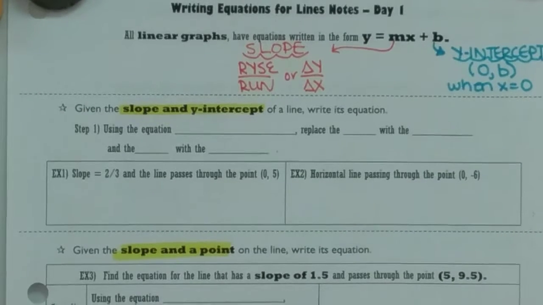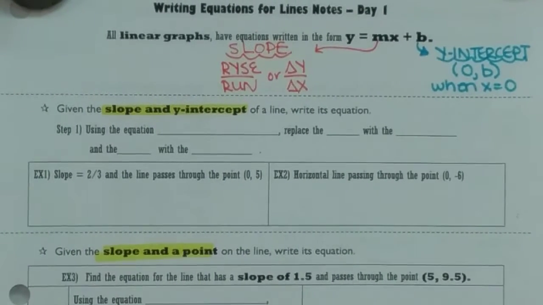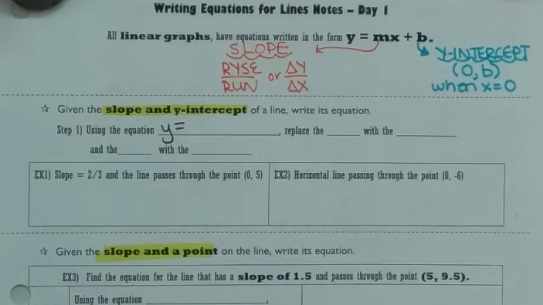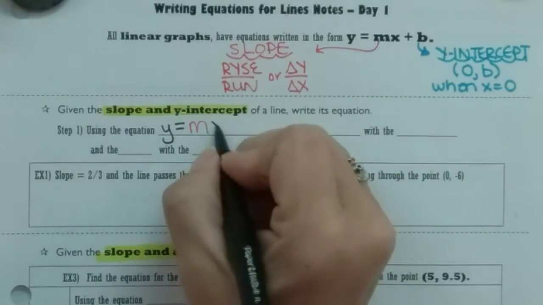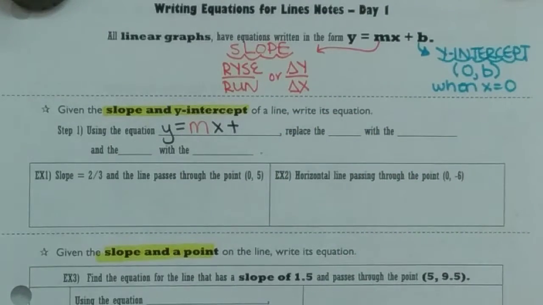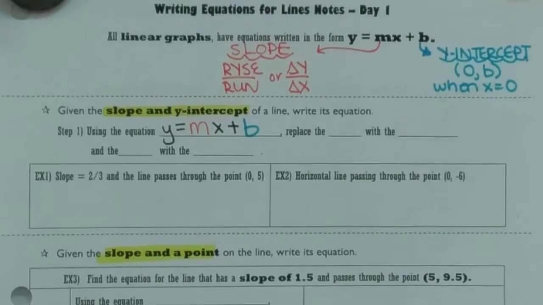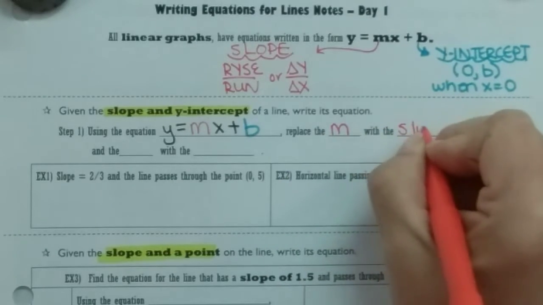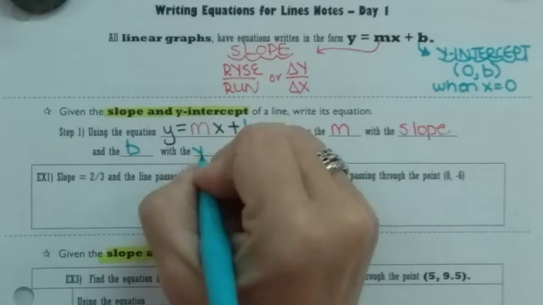Okay, so let's go ahead and look at that first part, when we're given a slope and a y-intercept of a line and write the equation. So we're going to use our favorite equation of the year: y equals mx plus b. And we are always going to be replacing the m with the slope and the b with the y-intercept.